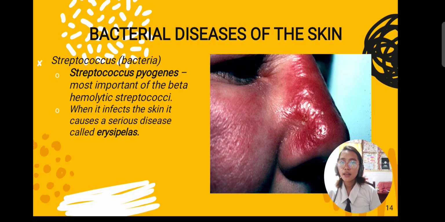Streptococcus are gram-positive bacteria that occur in pairs or chains. Streptococcus pyogenes is the most important of the beta-hemolytic streptococci. When it infects the skin, it causes a serious disease called erysipelas.